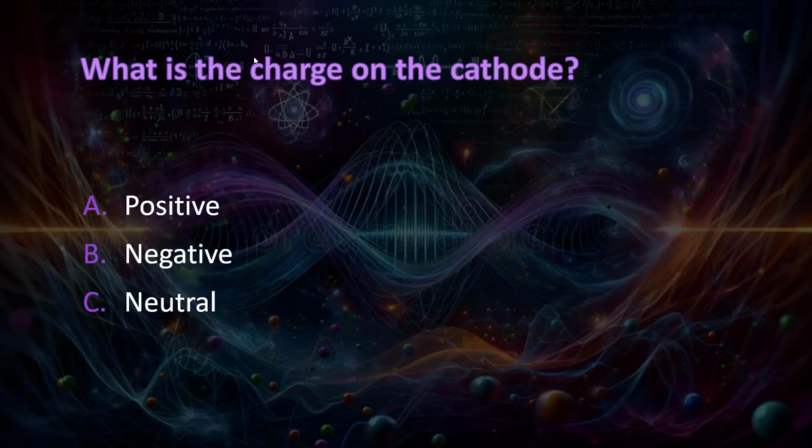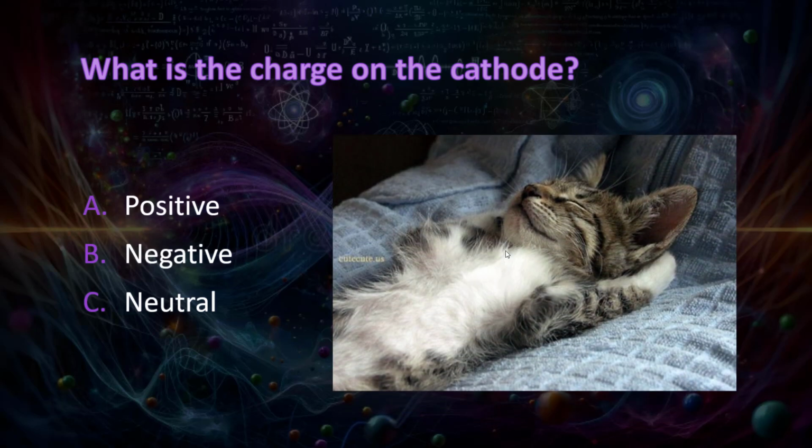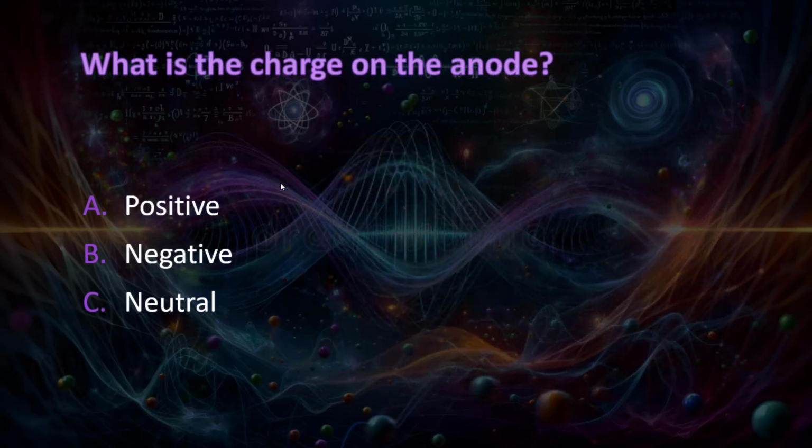And what is the charge of a cathode? Remember, cat nap, cathode, negative. Here's our little kitten napping. So what is the charge on an anode? Again, cat nap, anode is positive.